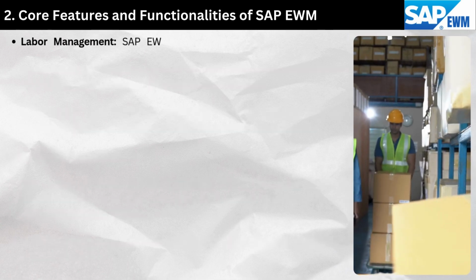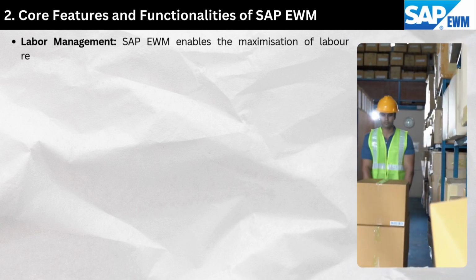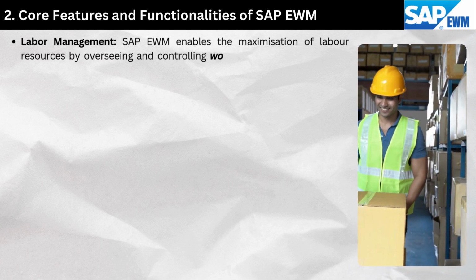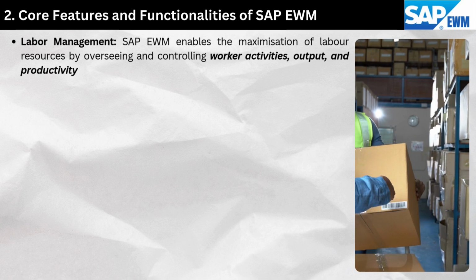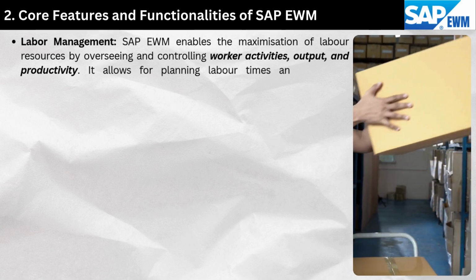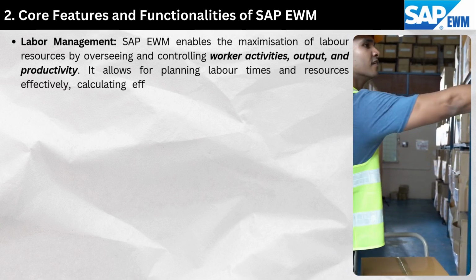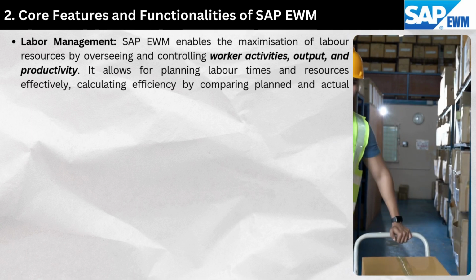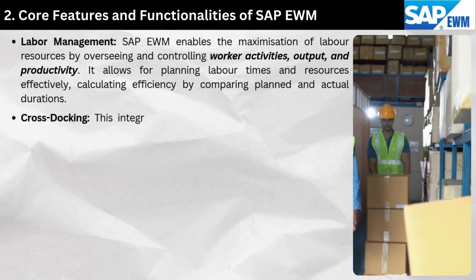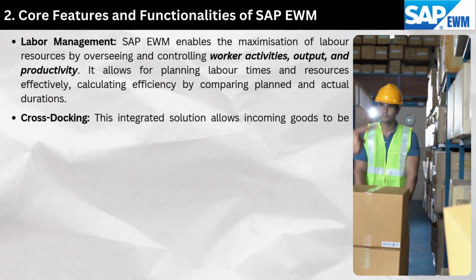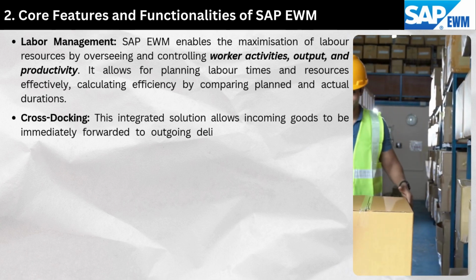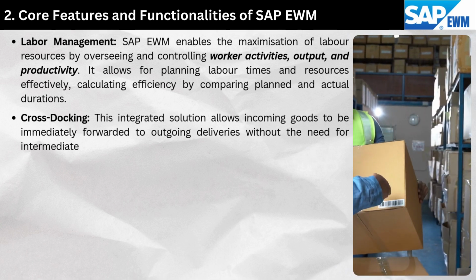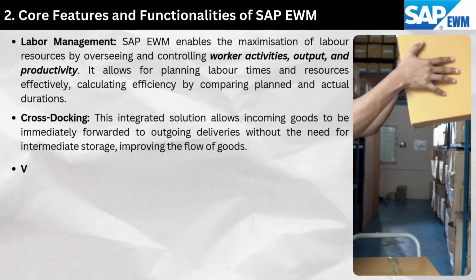Labor management. SAP EWM enables the maximization of labor resources by overseeing and controlling worker activities, output, and productivity. It allows for planning labor times and resources effectively, calculating efficiency by comparing planned and actual durations. Cross-docking. This integrated solution allows incoming goods to be immediately forwarded to outgoing deliveries without the need for intermediate storage, improving the flow of goods.